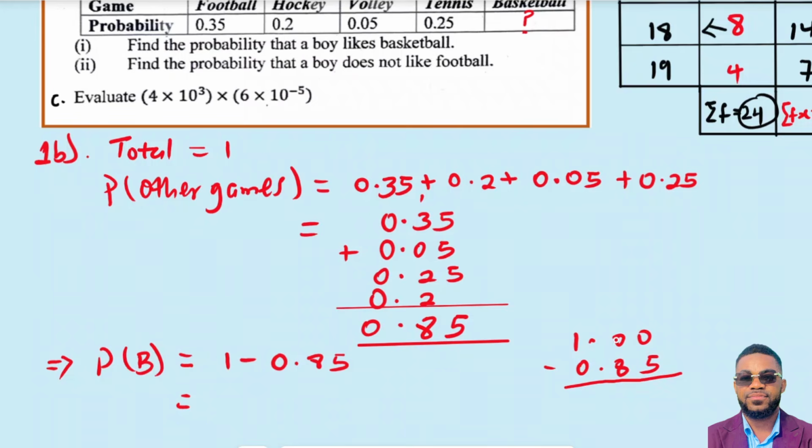So here, 10 minus 5 is going to be 5. Here is going to be 9. 9 minus 8 is going to be 1. So here remains 0. We have 0 here. So that's going to be 0.15. The probability of basketball is 0.15.